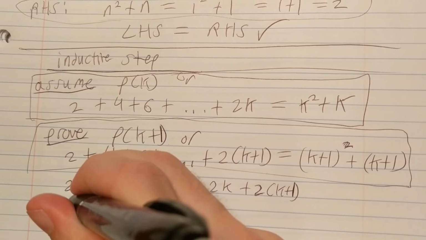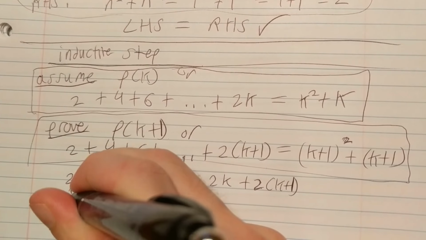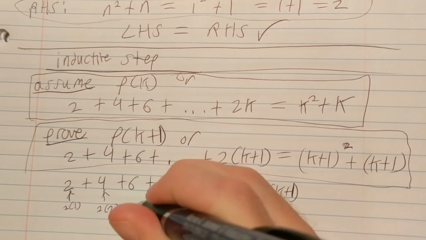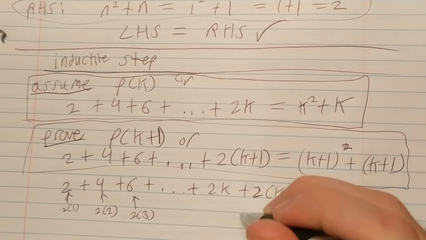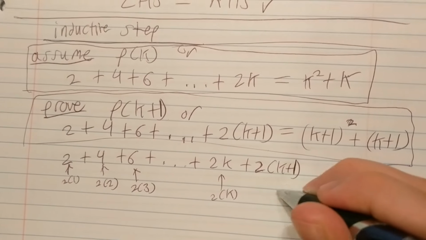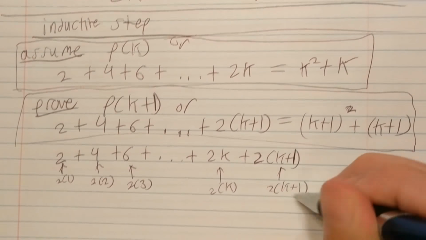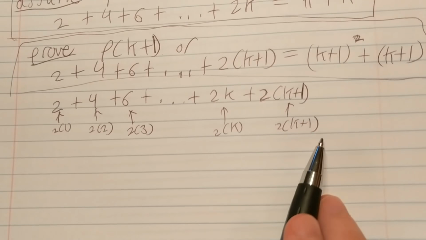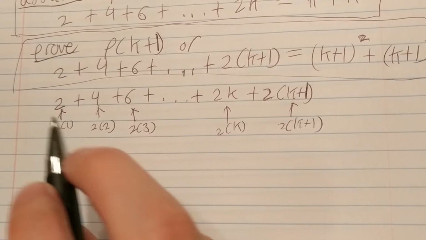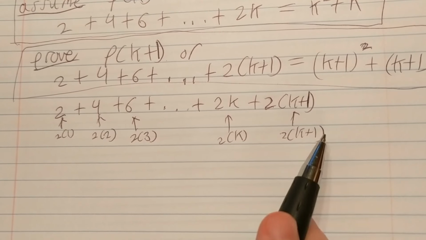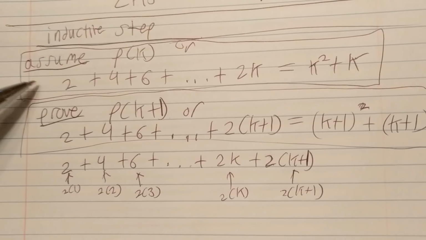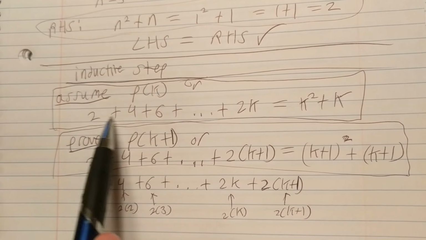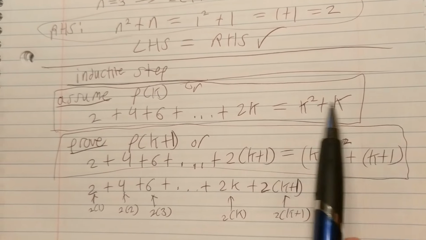And I guess I could make this a little more clear by saying this is 2 times 1, this is 2 times 2, this is 2 times 3, this is 2 times k, this is 2 times (k plus 1). So you have your sequence of integers from 1 to k plus 1, all multiplied by 2, summing them all up. And now what we want to do is use our inductive hypothesis, what we're assuming: that P of k is true, or that 2 plus 4 plus 6 all the way up until 2k is equal to k squared plus k.